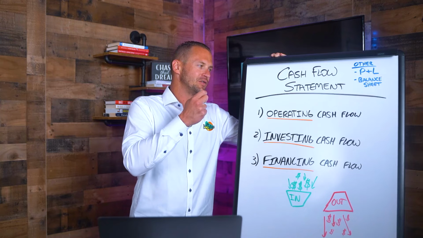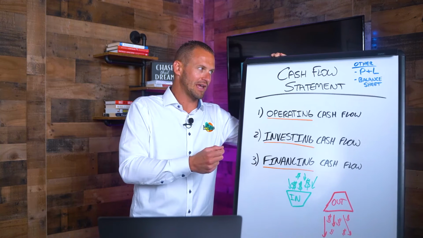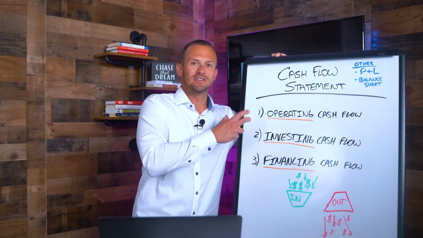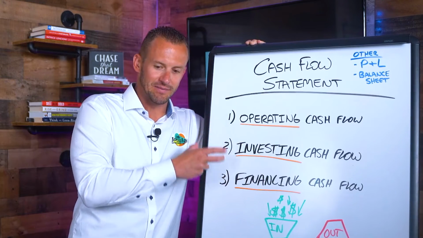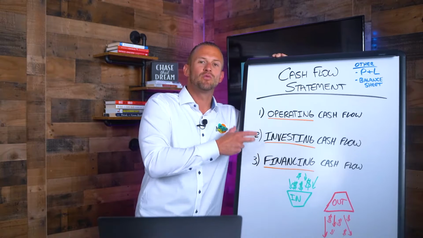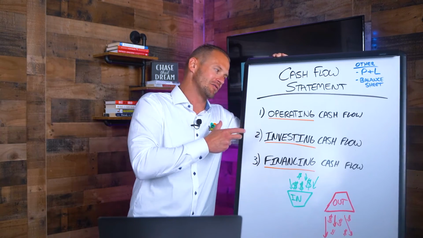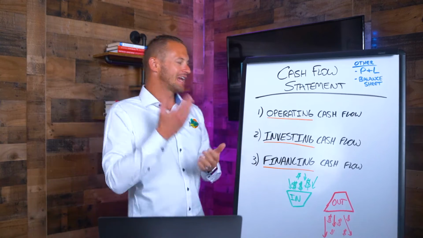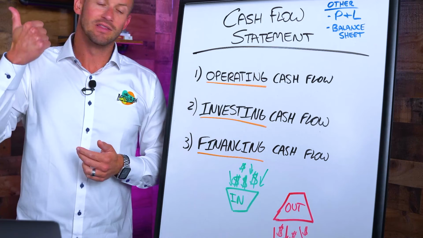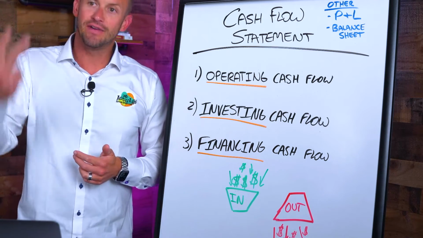But if you are in the process of opening up your own adult daycare, or if you currently have an adult daycare, it is important for you to at least know what a cash flow statement is, what it's comprised of, how it works, what it means, and how you can use this information. So that being said, guys, the cash flow statement is made up of three areas: the operating cash flow, the investing cash flow, and the financing cash flow.